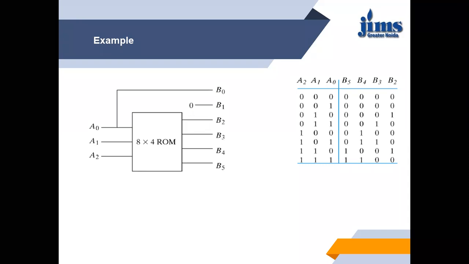So here is the way to design or construct a combinational circuit with the help of a decoder, or with the help of the ROM. You first directly draw the truth table and just implement it with the help of a decoder and an OR gate.